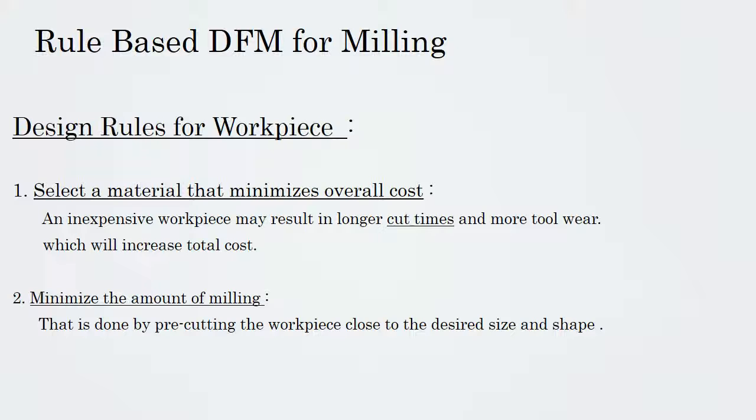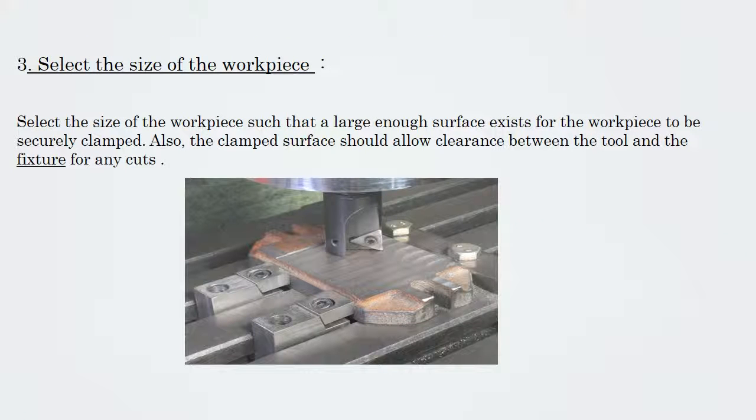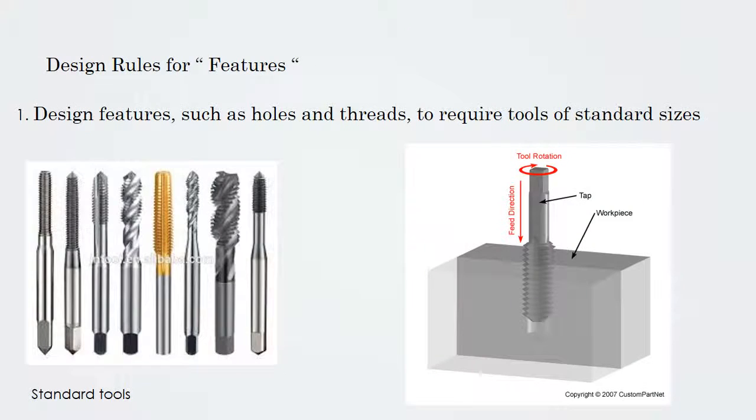So, the design rules for workpiece are: number one, we should select a material that minimizes the overall cost. An inexpensive workpiece may result in longer cut times and more tool wear, which will increase the total cost. Rule number two is that we should try to minimize the amount of milling. This is done by pre-cutting the workpiece close to the desired size and shape. Rule number three is we should select the size of the workpiece in such a way that a large enough surface exists for the workpiece to be securely clamped. Also, the clamped surface should allow clearance between the tool and the fixture for any cut.